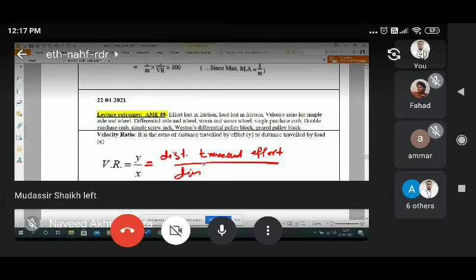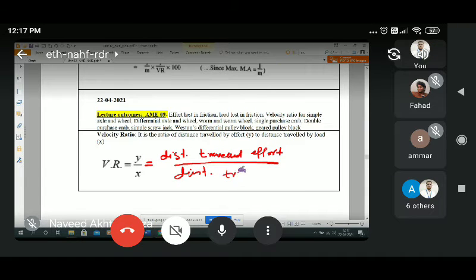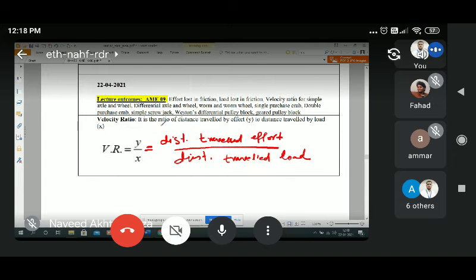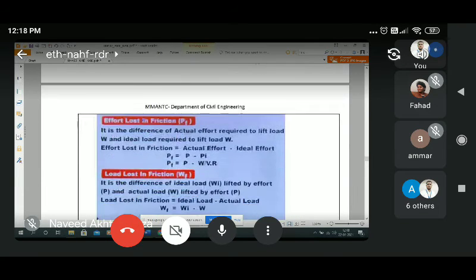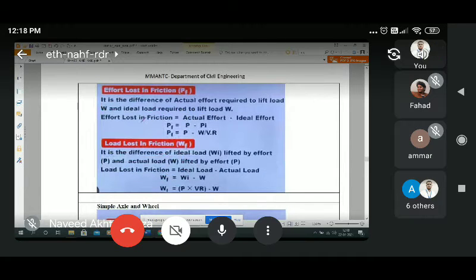It is the ratio of the distance traveled by the effort to the distance traveled by the load. This ratio is called the velocity ratio, and for each machine it is constant. It is not changing. Before that, we will see the effort loss in friction, that is Pf.